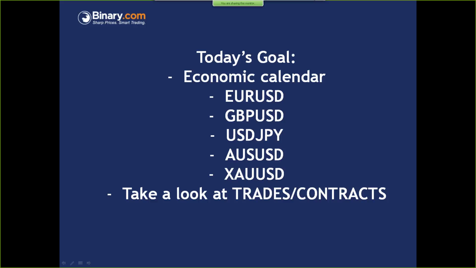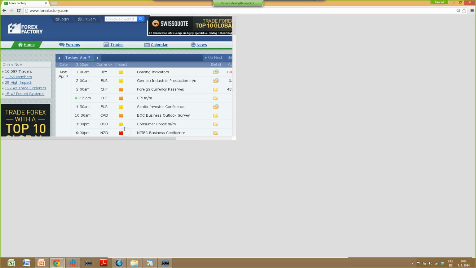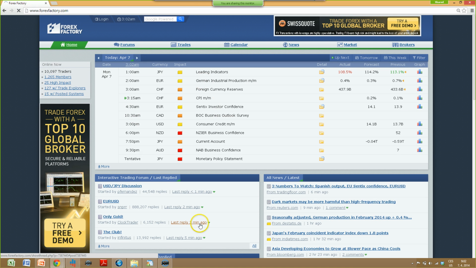Today's goal, we're going to take a look quickly at the calendar. Last week we had NFP figures and Euro zone news, and it had its volatility influence on the currency. Let's take a look at the longer term perspective together. First of all, though, what can we expect this week? Let's take a look at the calendar.